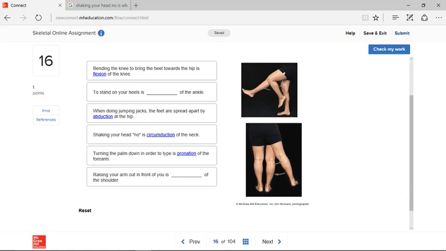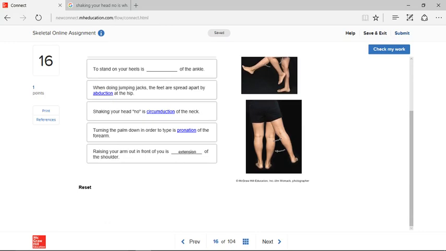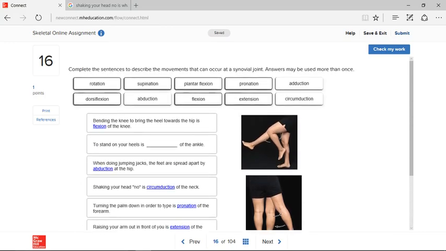There we go. Raising your arm out in front of you is blank of the shoulder. So if you're going to raise your arm out in front of you, do it. I dare you. Do it. Raising your arm out in front of you, that'd be honestly extension. I don't know. You know, this is probably a rocky part. You just might want to skip to the next part on this one.